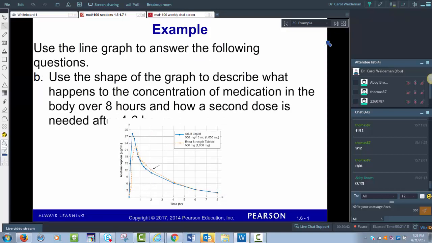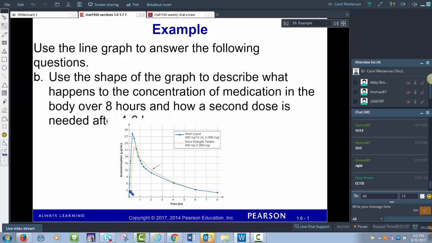Let's take another question. Use the shape of the graph to describe what happens to the concentration of medication over 8 hours and how a second dose is needed. Let me look at my notes to see what that says. A second dose is needed after 4 to 6 hours.